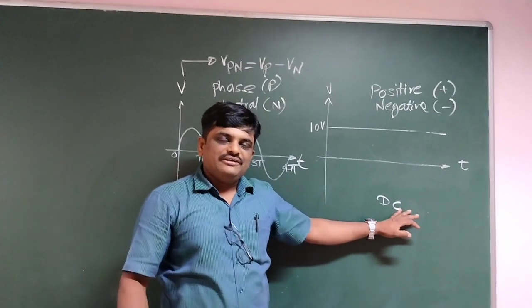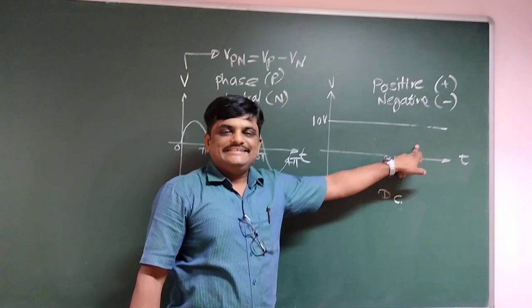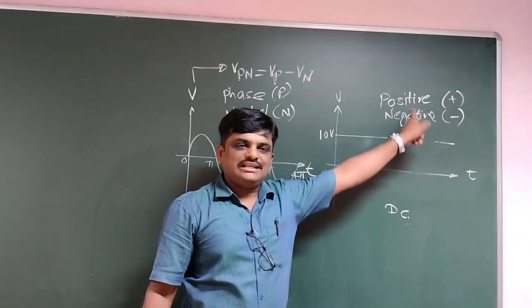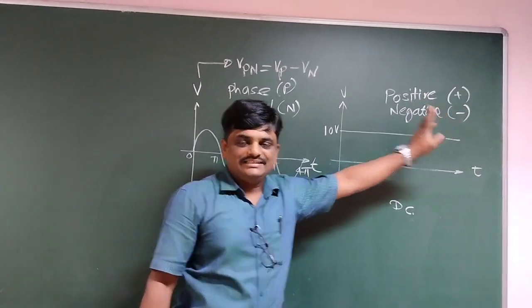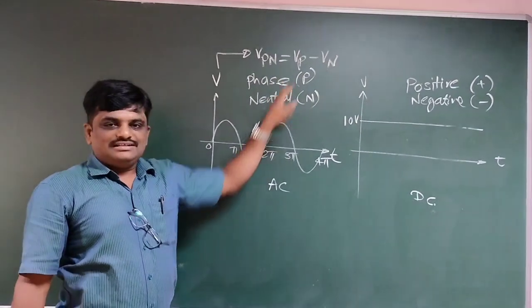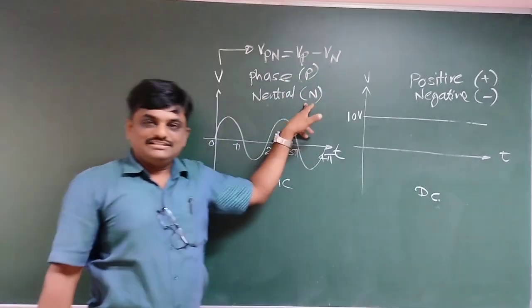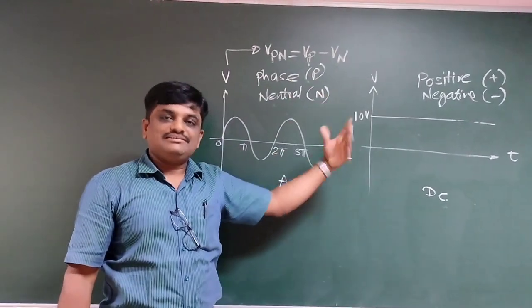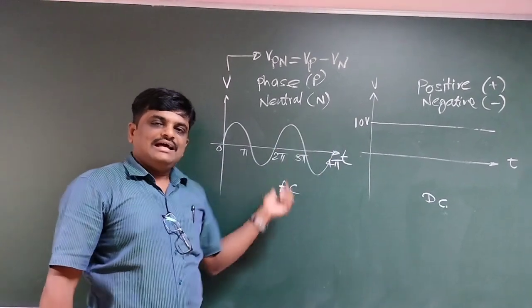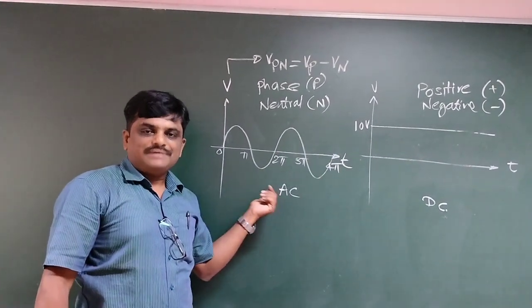In the next video we'll see what exactly DC is and what the potentials are at the positive and negative terminals practically, as well as what the different terminals in AC are, that is phase, neutral, and one additional terminal, earthing, and how to verify them practically. Thank you.